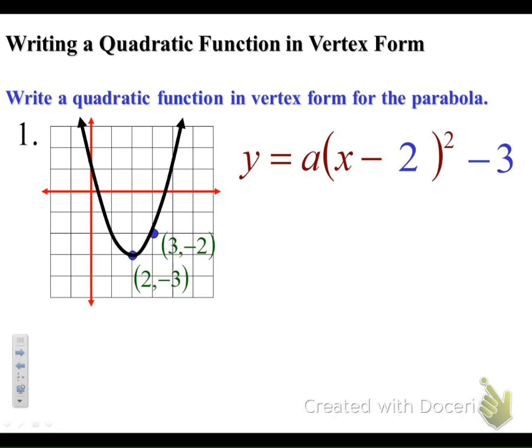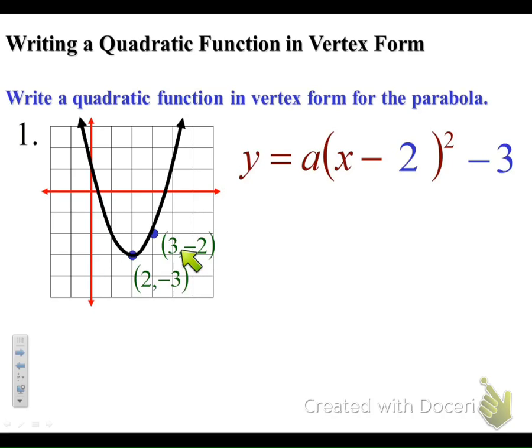And now we're going to learn how we can use another point to find the a coefficient. In the end, I should have y equals something times x minus 2 quantity squared minus 3. I've got to figure out what this a is, and I'm going to use this other point. This is an xy point, an ordered pair.